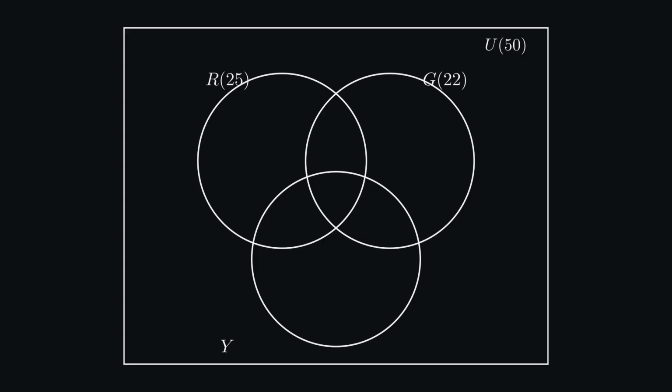Since 15 liked red and yellow all together, and 5 are already in the middle, red and yellow only is 10.